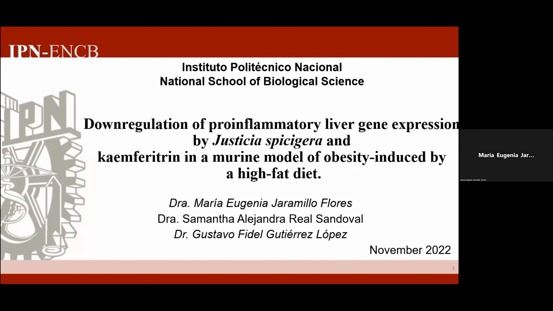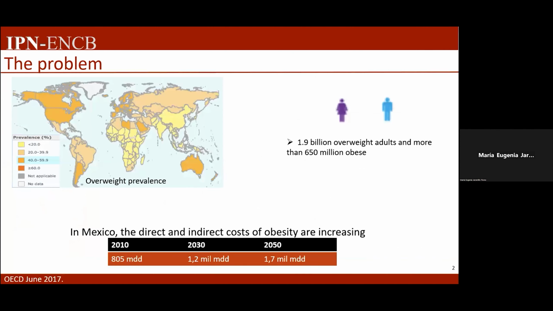The study on diet was carried out by Dr. María Eugenia Jaramillo Flores, Samantha Alejandra Real Sandoval, and Gustavo Fidel Gutierrez Lopez. As you know, around the world, one of the main problems is the prevalence of overweight and obesity.